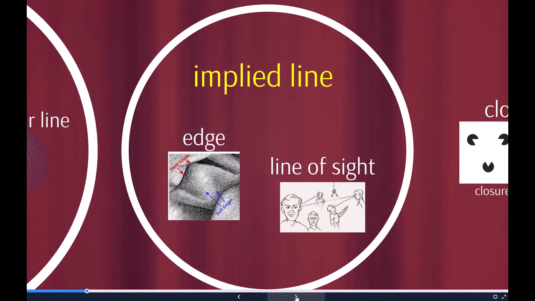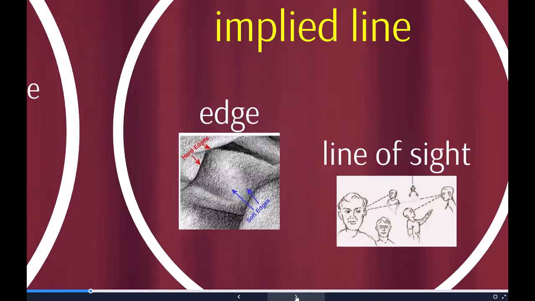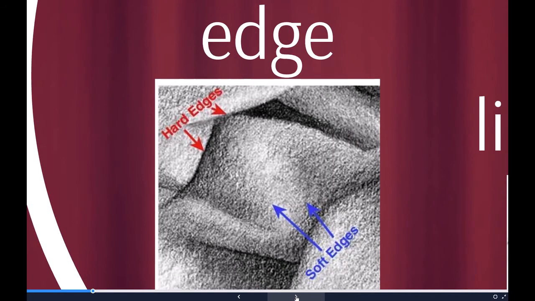Implied lines are lines that are not really there. The world is made of edges. Edges are simply where two shapes meet, where two forms come together. Hard edges are where we have two shapes that come together, as you see here. Soft edges are where we have two shadows that meet. You can see the difference between the light and the dark here, the soft edges.